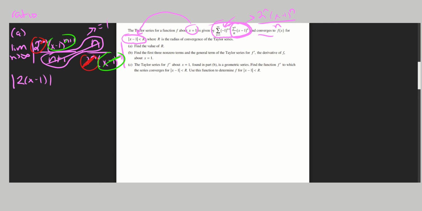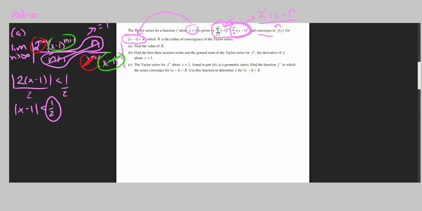And for the ratio test to converge, we need that to be less than 1. So the issue now is we want it to just be x - 1 on the inside. So we're going to take everything and divide it by 2. That's going to give us the absolute value of x - 1 is less than 1/2, which is what we were trying to solve for in part A. So that's all of our part A.